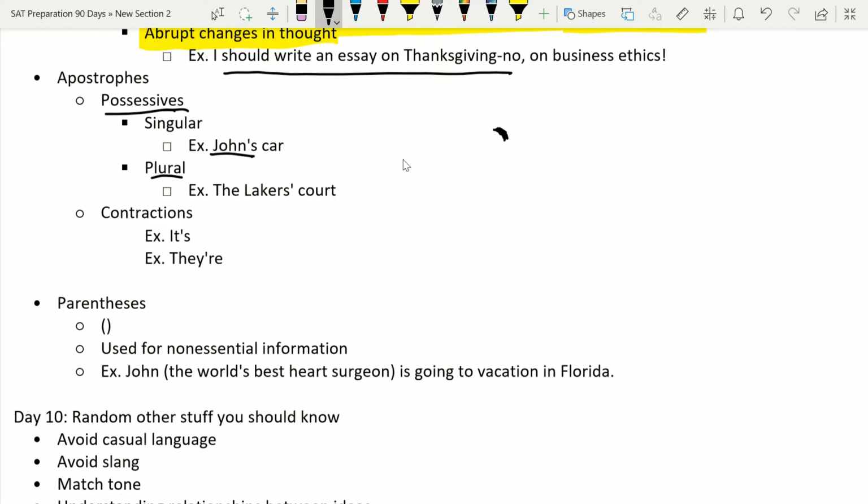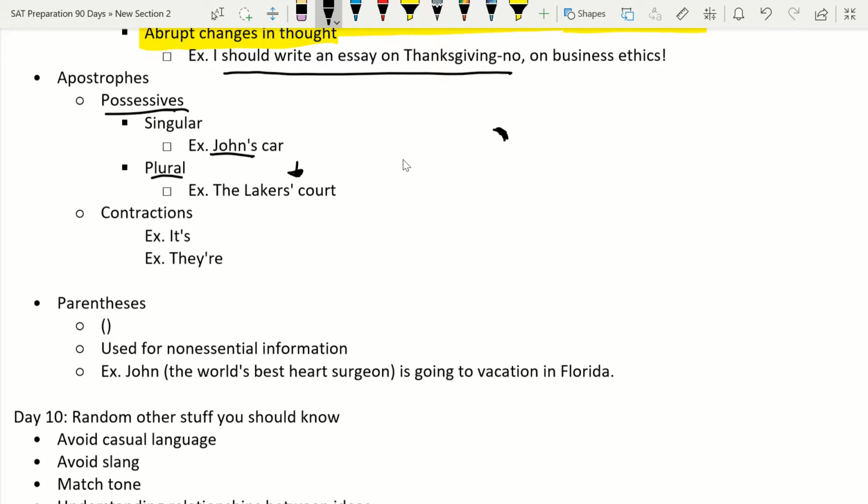Let's say that our subject is plural, for example, the Lakers, talking about the basketball team. We would say the Lakers' court, adding the apostrophe after the S, since Lakers already has an S at the end. So you have to add that apostrophe at the end, since the S is part of the Lakers.